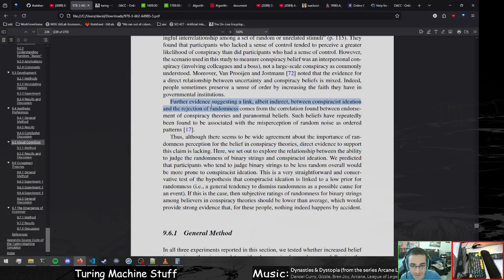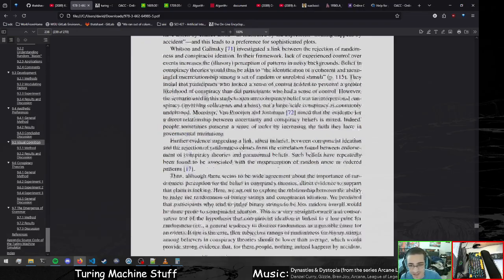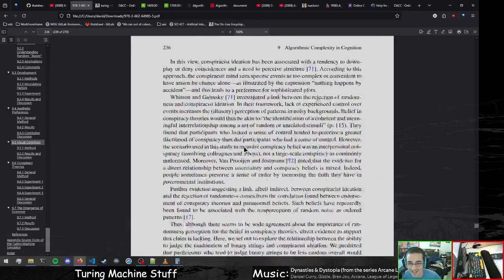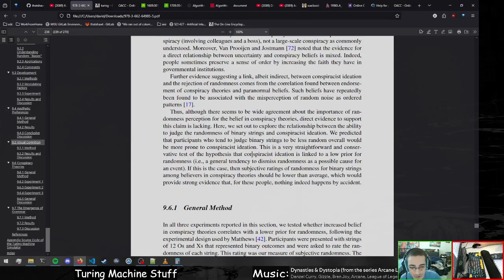Conspiracist ideation and the rejection of randomness comes from the correlation found between endorsement of conspiracy theories and paranormal beliefs. Such beliefs have repeatedly been found to be associated with the misperception of random noise as ordered patterns. That's actually funny. Wow, I mean that's true. That sounds plausible to me.